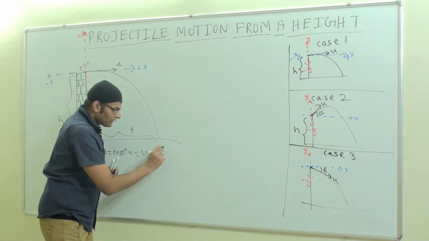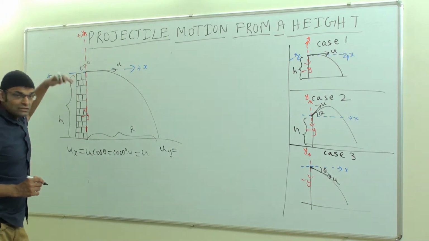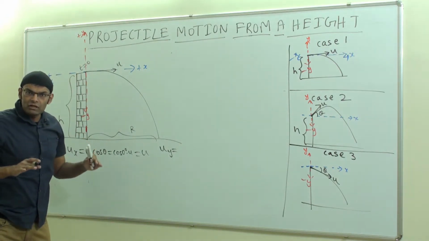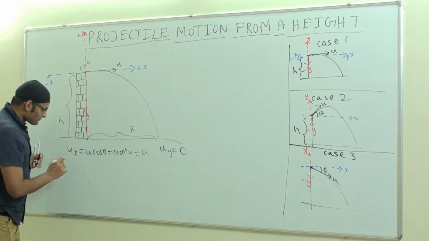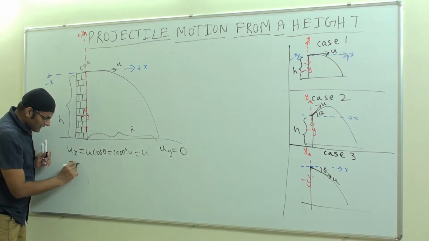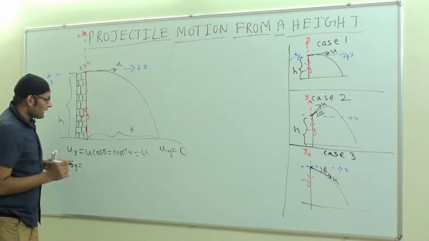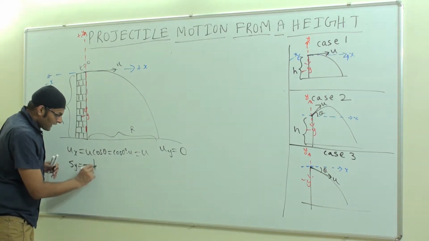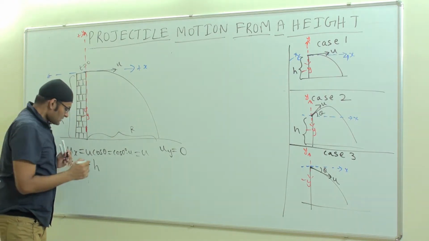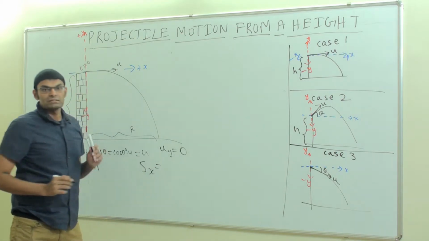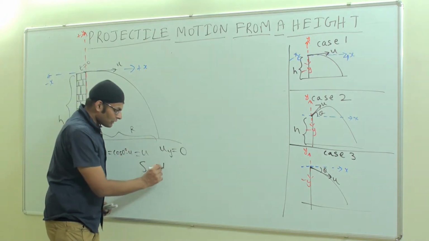Now what about uy? Do we have any velocity in the plus y axis? This is the vertical axis. We don't have any velocity component in the vertical axis. So what is the value? It is 0. Now coming to the next part, sy. Sy is the displacement of the ball in the minus y axis. So you can write it as minus h. Why am I writing it minus h? Because the displacement is moving in the minus y axis. Now coming to the sx. What is sx? Sx is the displacement of the ball in the horizontal direction. Ultimately that is equal to the range.